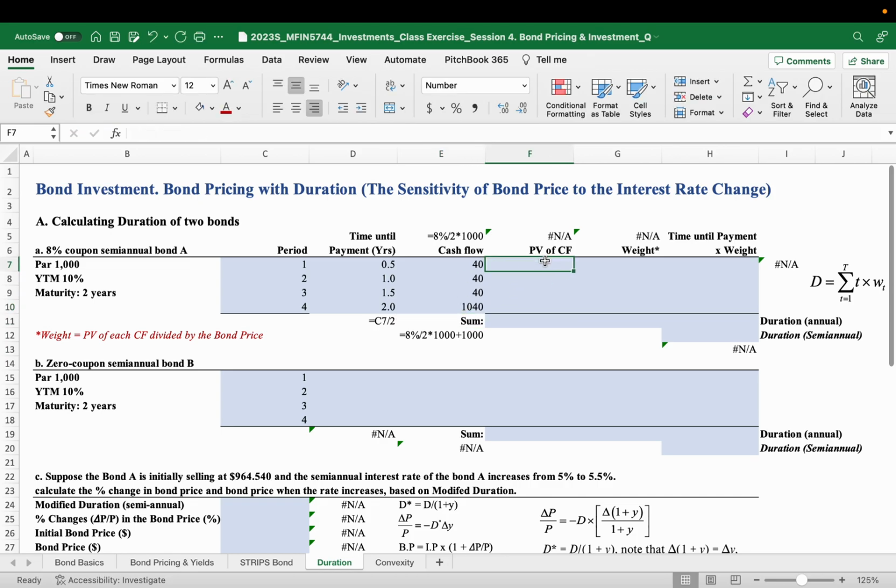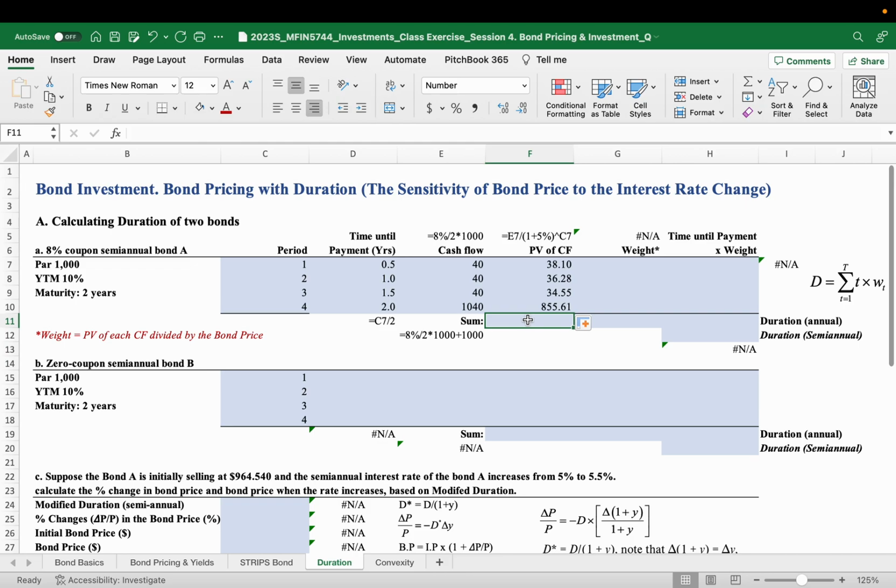Then, what is the present value of cash flows? Yeah, this cash flows, now divided by 1 plus, what is the semi-annual YTM, right, the 5%, and to the power of, right, which one? Period or time until the payments, years, right, this period, right? Because what we are using is the semi-annual YTM, so we are using period. So let's just drag it down, and we got this cash flows based on the period.